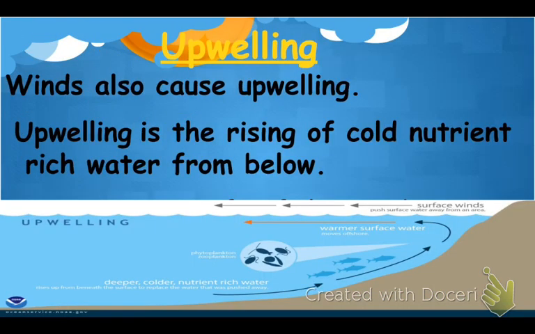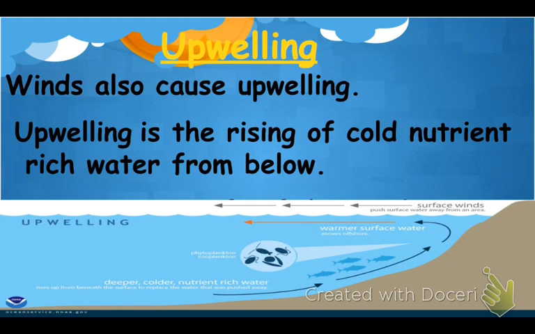Upwelling is something else that is created because of your global winds and surface currents. Upwelling is basically when you have wind that moves the top of the water. If you have a really strong wind, it moves the top of the water away. And as it moves that top layer of the water away, the cold, dense water from underneath comes up to take its place.